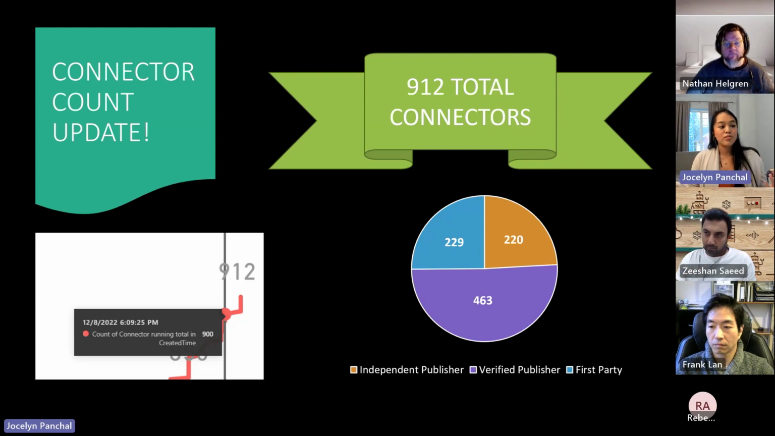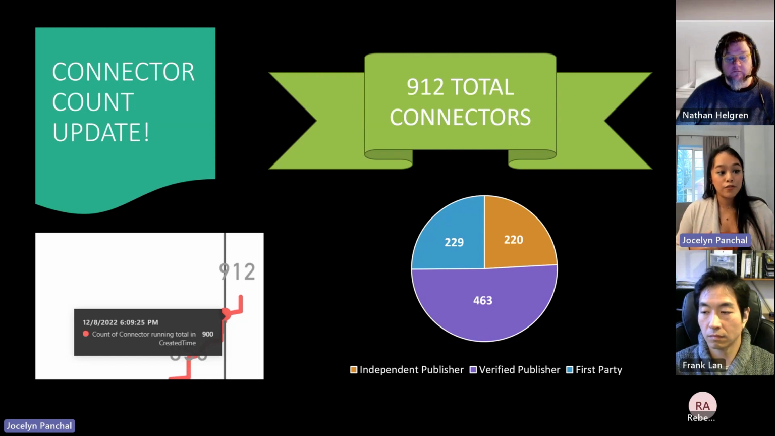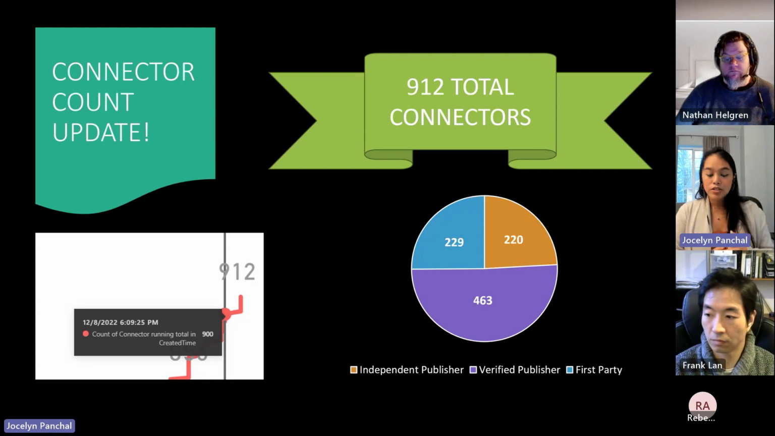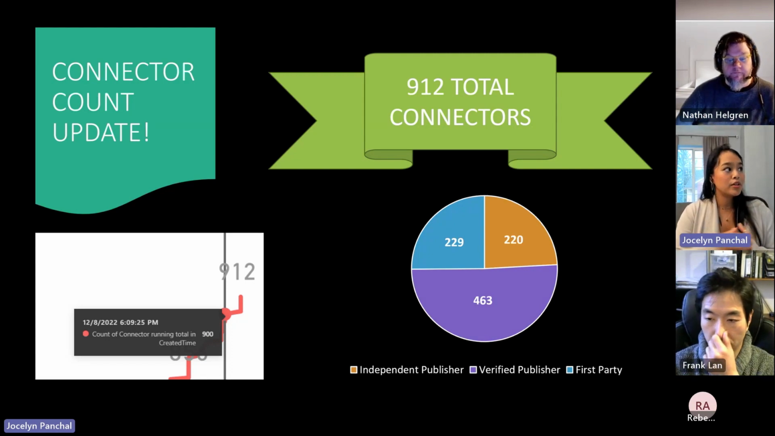The overall ecosystem of 912 is broken down into about a quarter and a quarter each of first-party and independent publisher connectors, and then about half, 463, made by verified publishers.